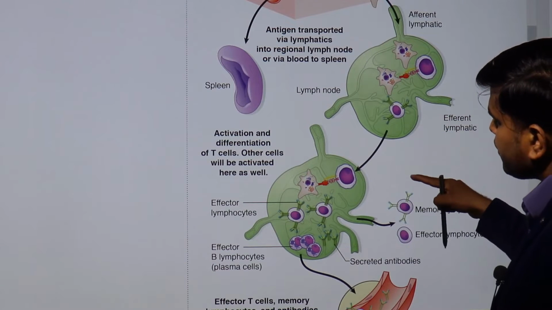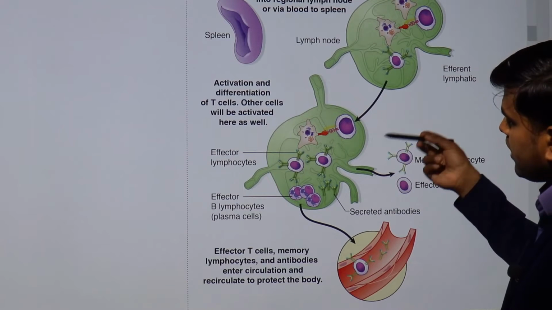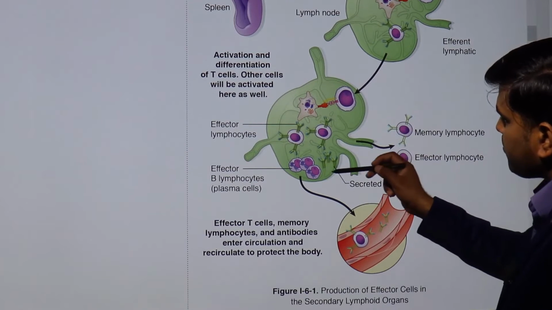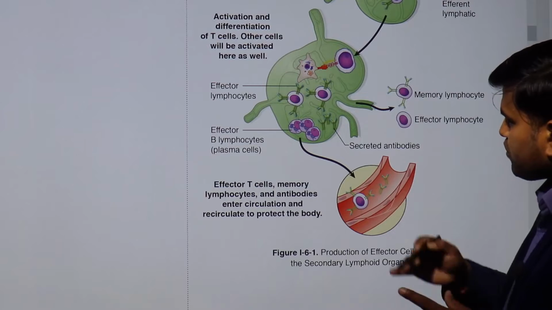and then there will be the formation of the effector T cell, and the effector T cell will again activate the B cell and convert it into the plasma cell, and there will be the formation of antibody. This antibody will be secreted in your blood and goes all over the body.